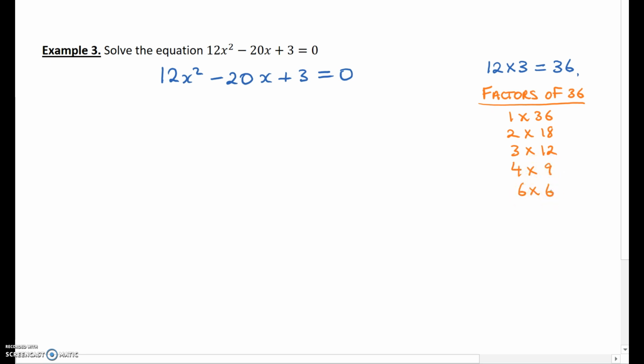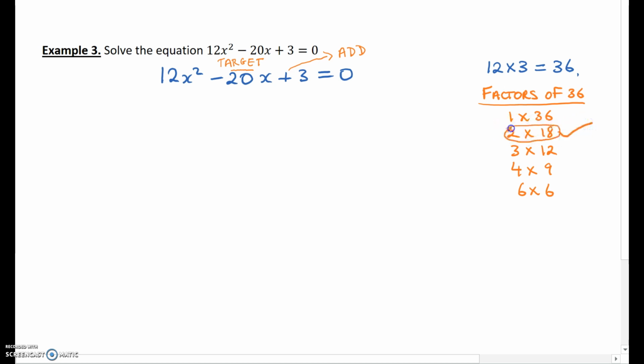We want these factors because it ends in a plus. This ends in a plus, so we want these factors to add, and our target is going to be 20. So we're going to pick a pair of factors that add together to give you 20. And that's going to be 2 and 18. So 2 and 18 are going to be the factors that we use here.